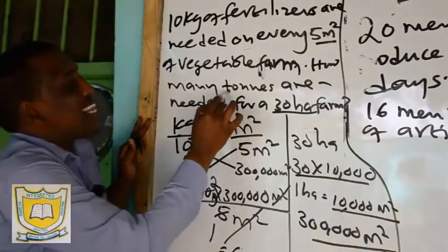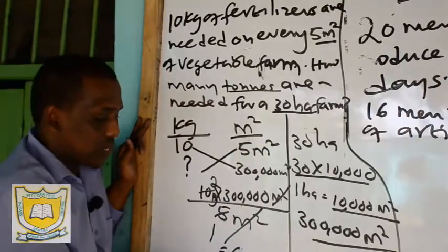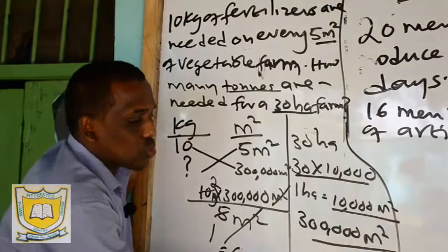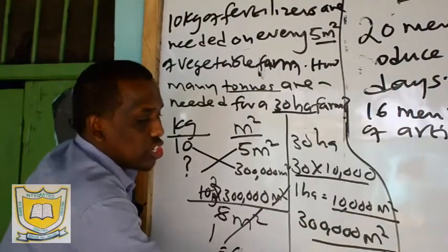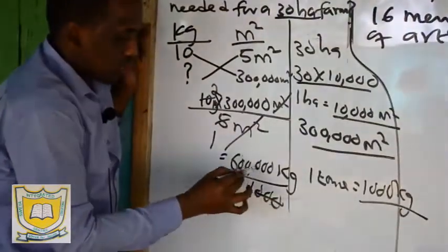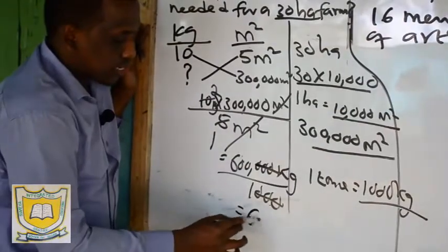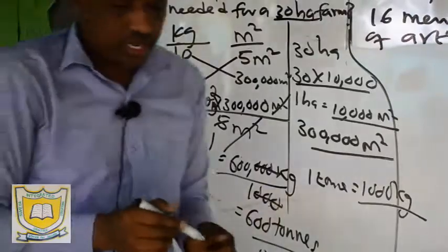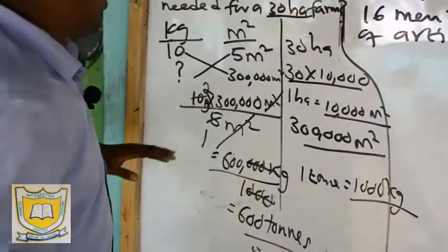But you are told how many tons, divided by 1,000, because 1 ton is equal to 1,000 kg. You should know that. So you cancel. So here you will get 600 tons. You get 600 tons. So what do you do in short?